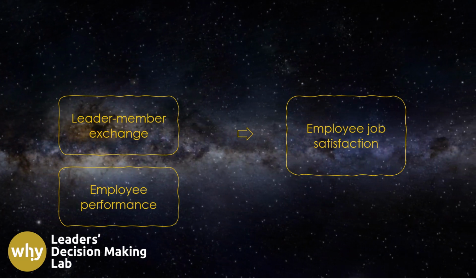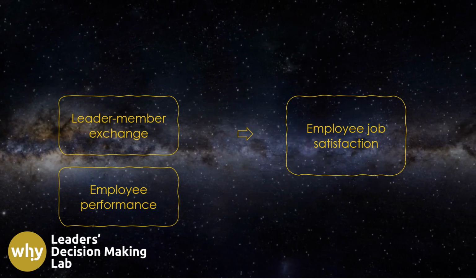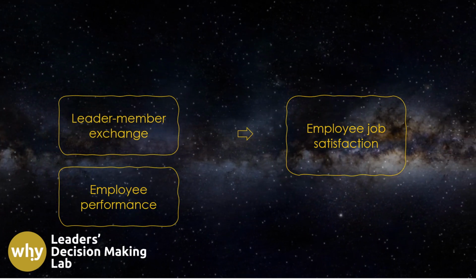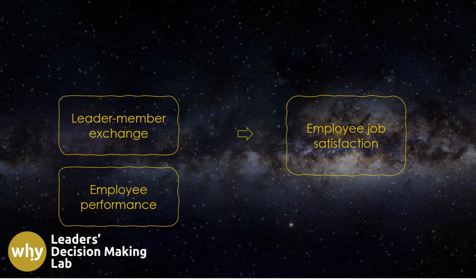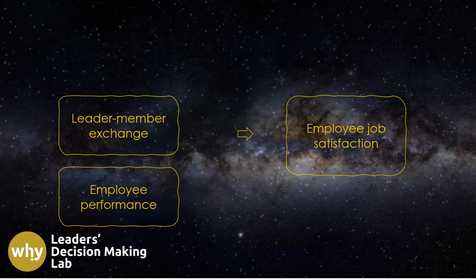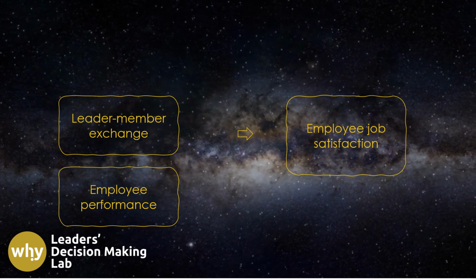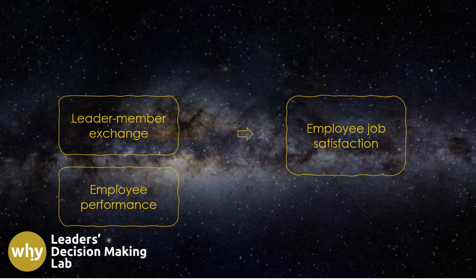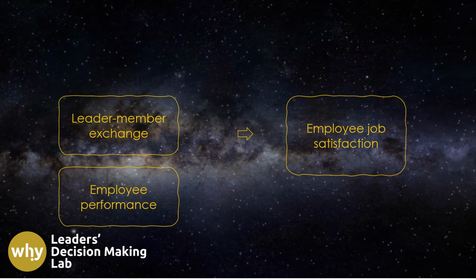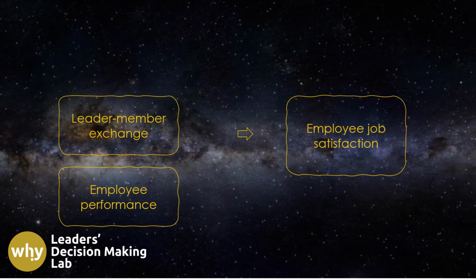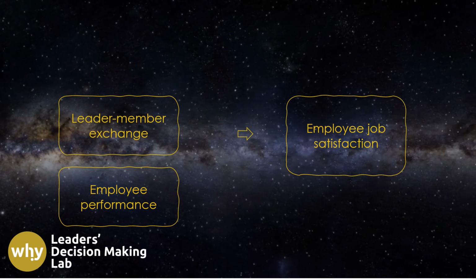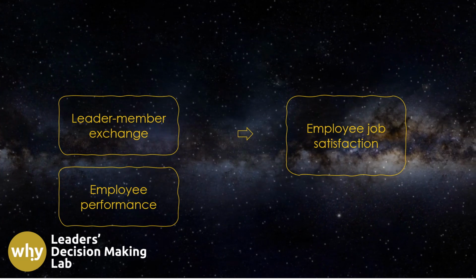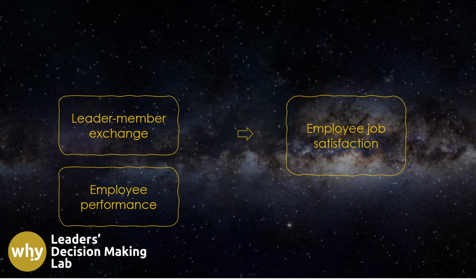In this example, if an employee has high job satisfaction, they may also perceive their relationship with the leader-member exchange more positively. On the other hand, if an employee has low job satisfaction, they may perceive their leader-member exchange relationship more negatively. Therefore, the direction of the influence becomes blurred, making it difficult to establish a clear causal relationship between leader-member exchange and job satisfaction.